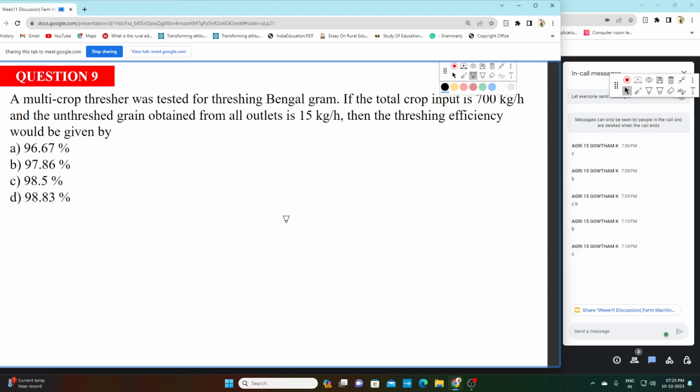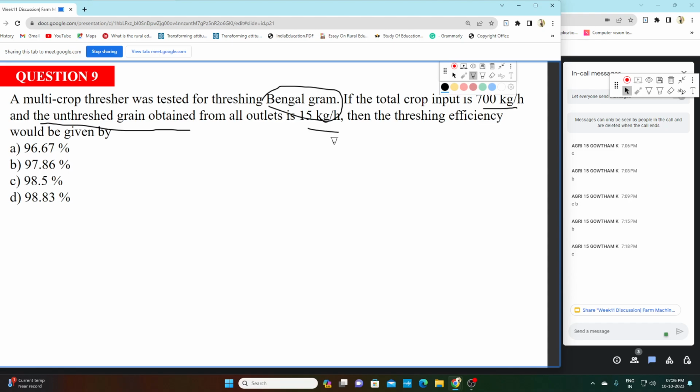Again we have a numerical type of question. What has been asked in the question? A multi-crop thresher was tested for threshing Bengal gram. So the crop here is Bengal gram, which is a type of pulse. If the total crop input is 700 kg per hour, meaning the feed rate is 700 kg per hour, and the unthreshed grain obtained is 15 kg per hour.